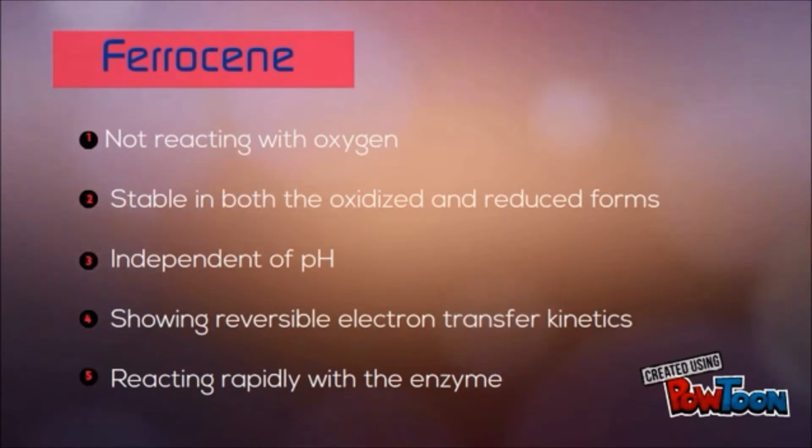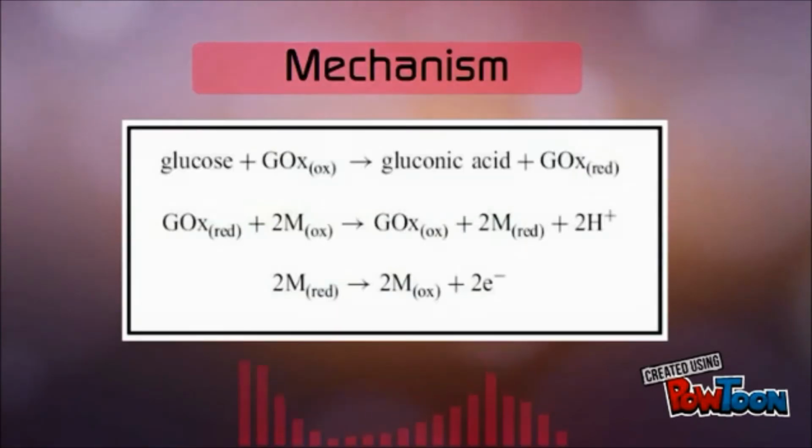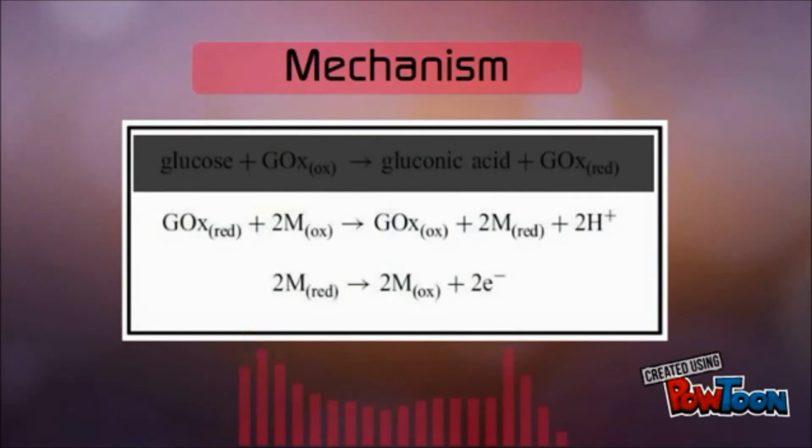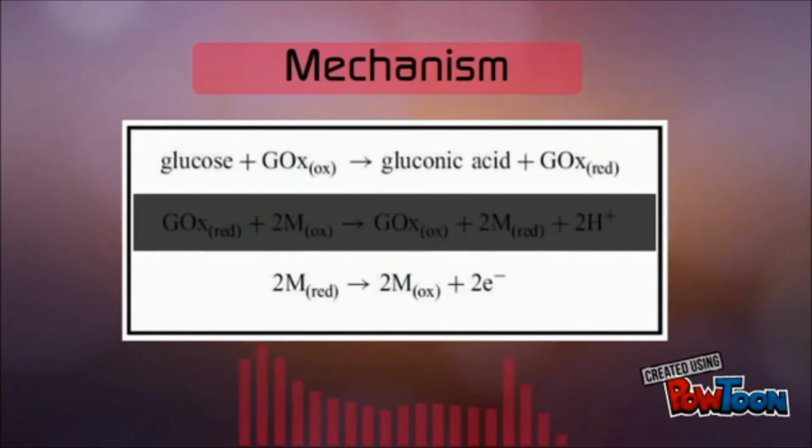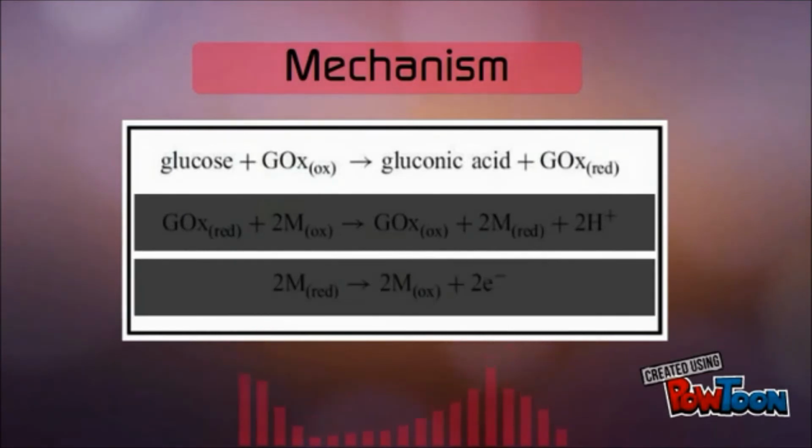Ferrocene fits all criteria for a good mediator: not reacting with oxygen, stable in both the oxidized and reduced form, independent of pH, showing reversible electron transfer kinetics, and reacting rapidly with the enzyme. Glucose from the solution diffuses to the surface of the enzyme. Glucose oxidase in oxidized form is reduced. At the same time, glucose is converted to gluconic acid. Further oxidation of the mediator at the electrode surface occurs and electrons are released. The movement of electrons from anode to cathode generates a signal.